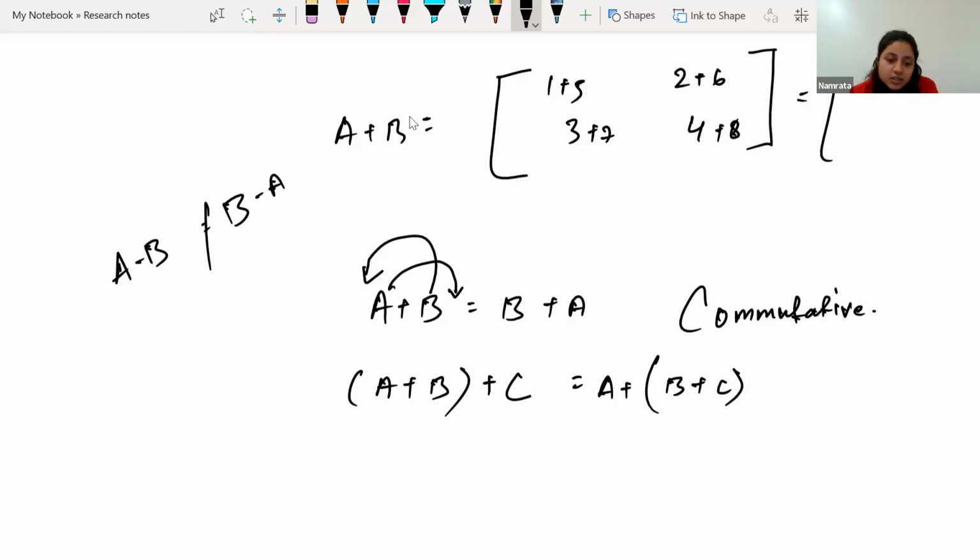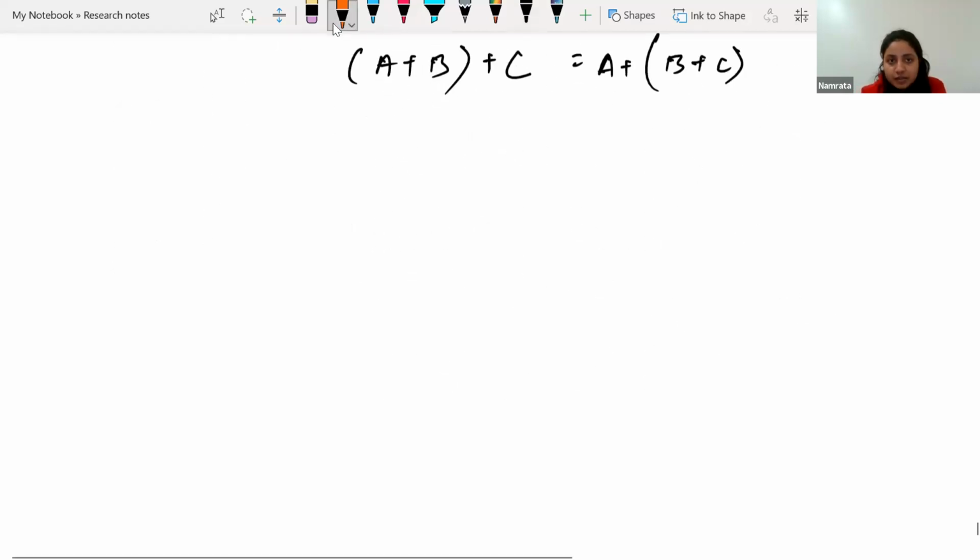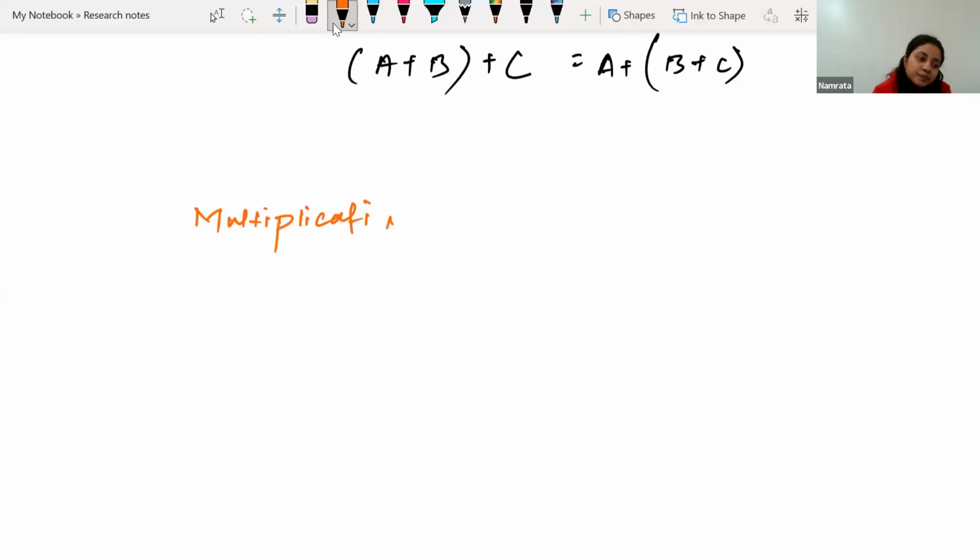Now the next concept over here is multiplication of matrices, which is the most important concept and on which we are going to work a lot.